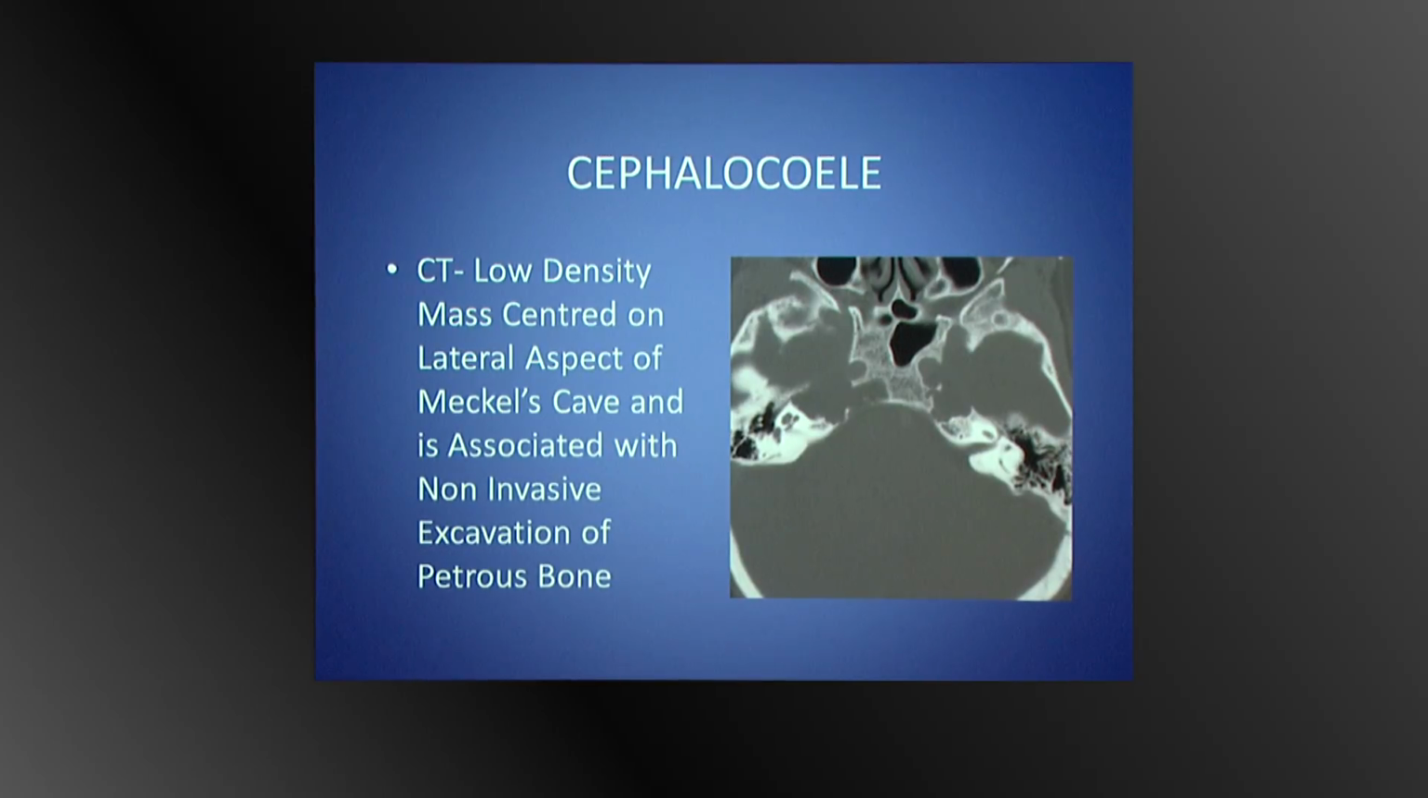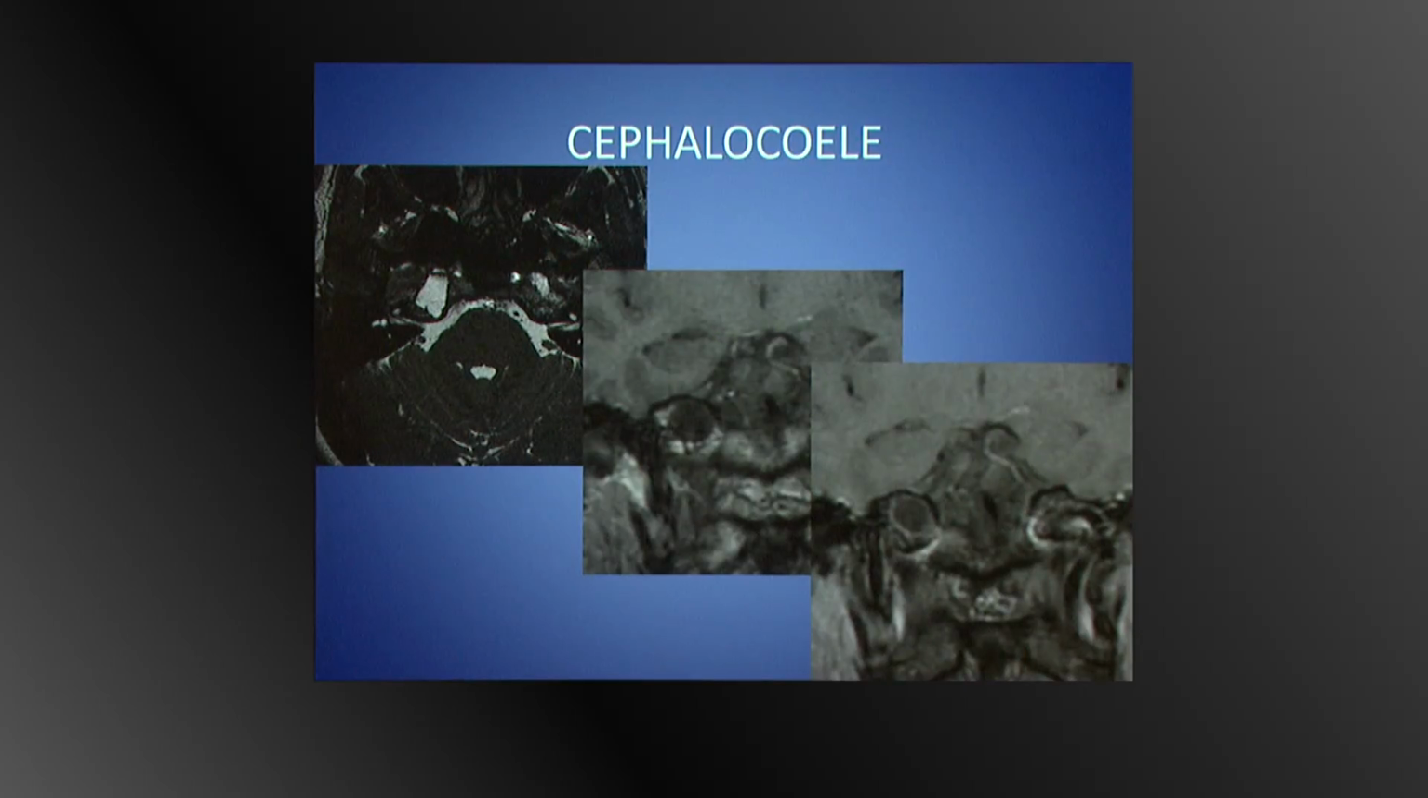Often looks like a little dog leg, you know, comes out Meckel's cave and bends back to excavate the apex. On CT, it's a low density mass, and it's associated, as I said, with non-invasive excavation. You see the sharp margin of transition between the cephalocele and the normal bone, and bilateral as it usually is because the pressure is transmitted both sides.